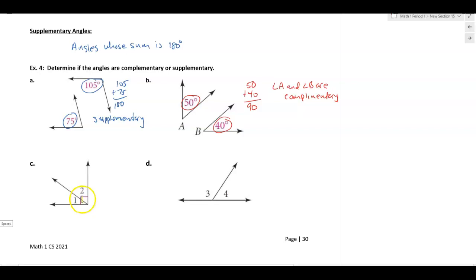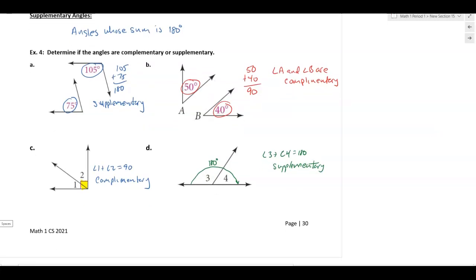Next one, this box gives me a right angle. If that box is a right angle, I know angle 1 and angle 2 add up to 90 degrees. Therefore, these are complementary. And the last one, angle 3 and angle 4 make up a 180 degree angle, or a straight angle. So if angle 3 plus angle 4 adds up to 180, I know that these angles are supplementary. Okay? So remember, complementary is 90 degrees, supplementary is 180.